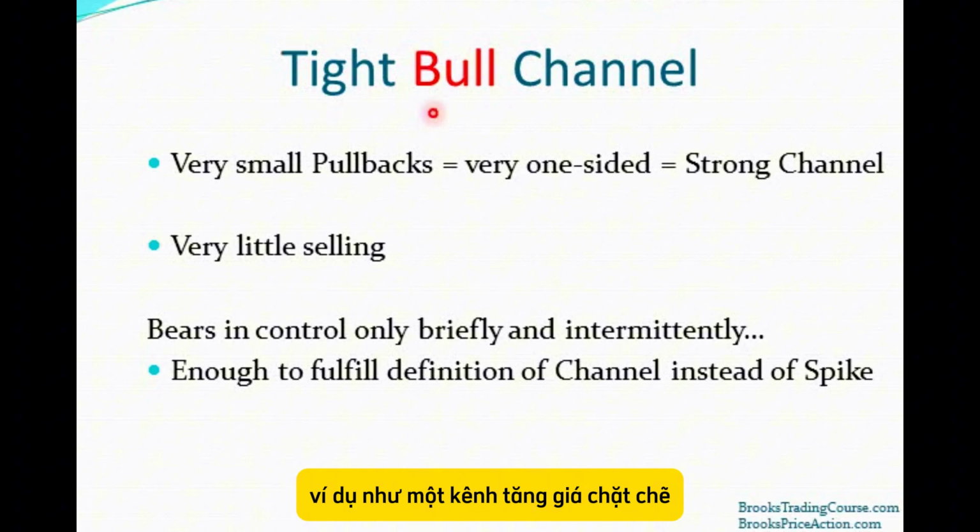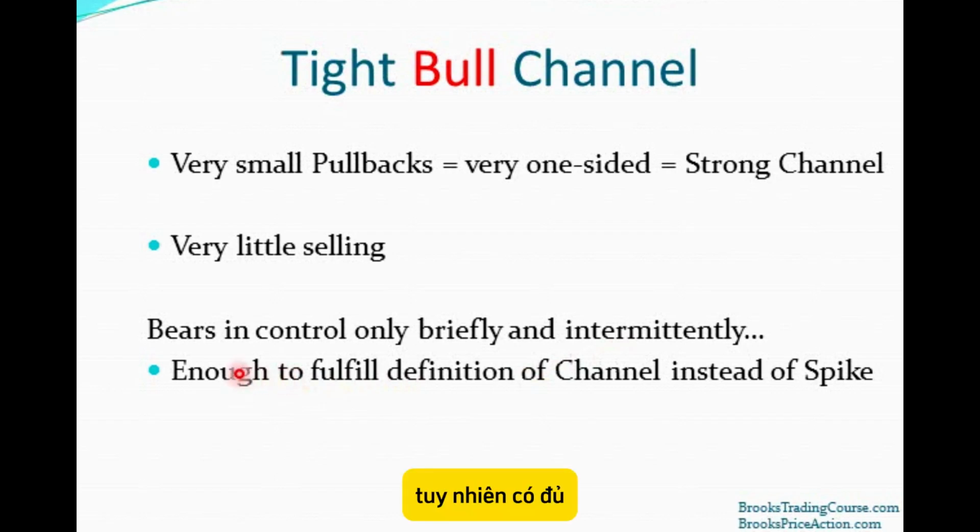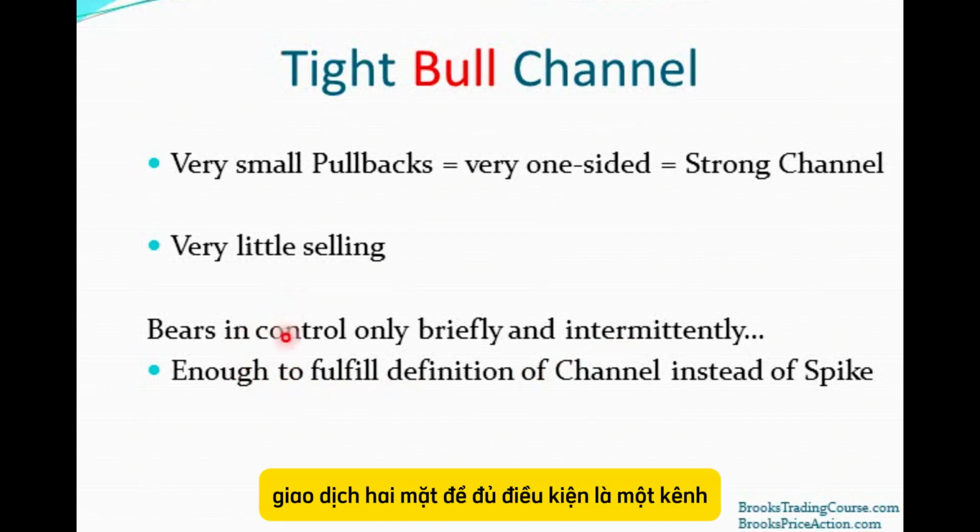For example, a tight bull channel. The pullbacks are very small. There's very little selling going on. The bears are in control only briefly and only intermittently. However, there's enough two-sided trading to qualify as a channel instead of a spike.